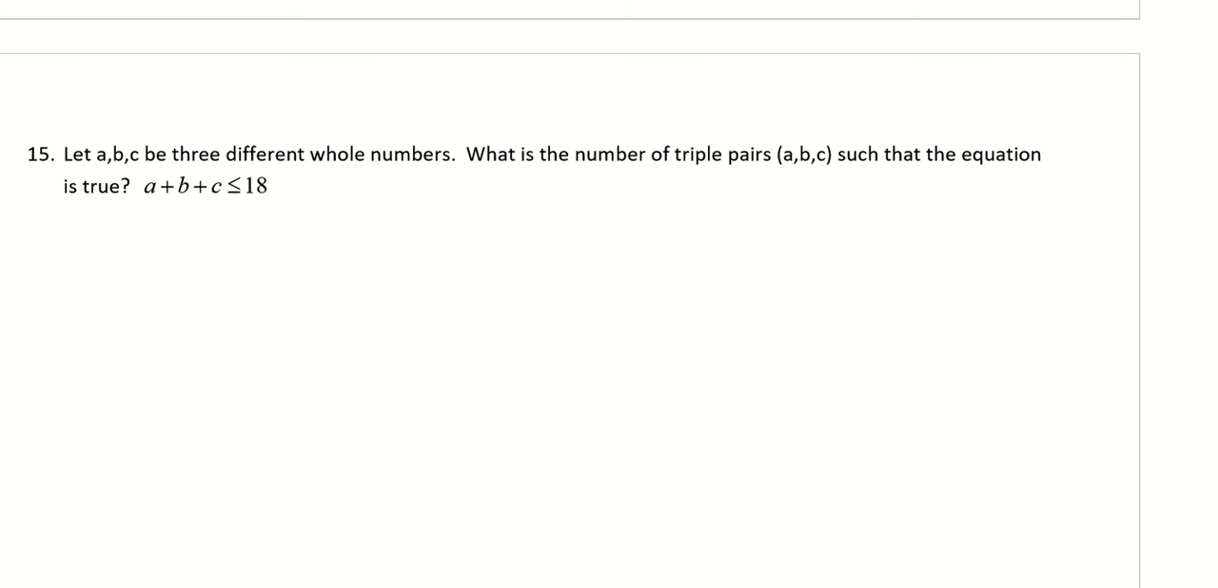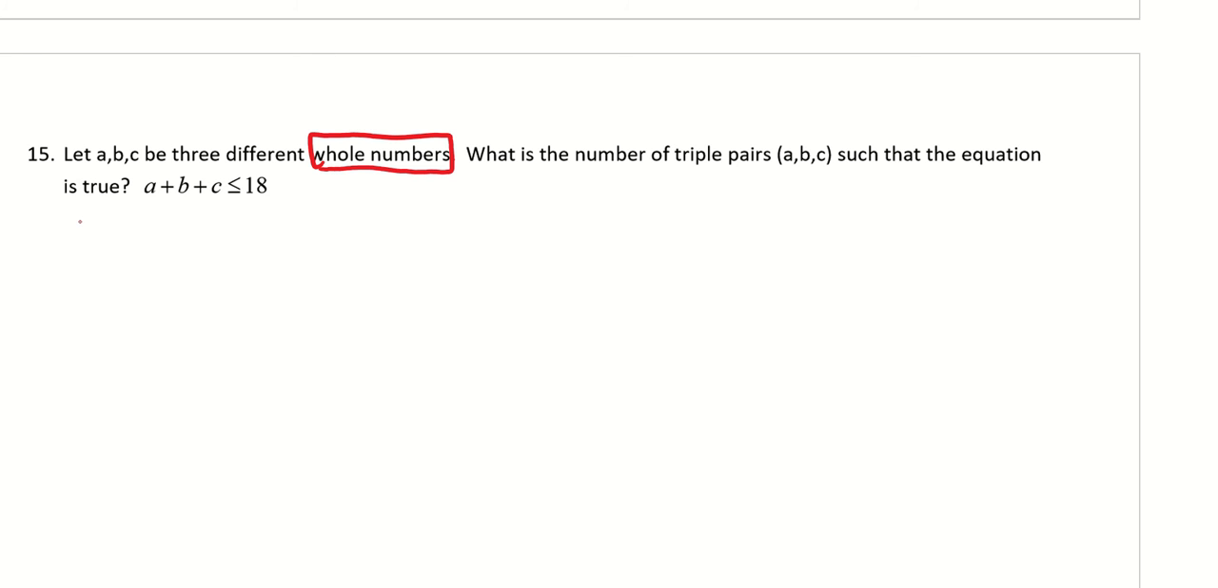Okay, so this question is a bit harder than the other ones, okay? So he goes, let A, B, C, D be different whole numbers. Whole numbers. And that means that, hey, they could be zero or positive whole numbers. So include zero anyways, okay? And it goes, hey, what is the number of triple pairs such that the equation is true? A plus B plus C is less than or equal to 18.